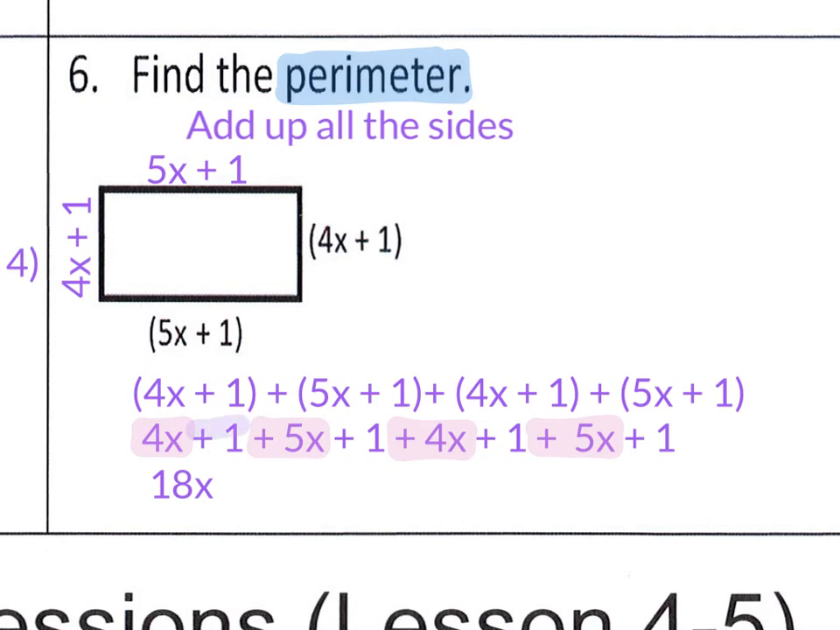And then I look for my constants. I have a 1, another 1, another 1, and another 1. So we can do our calculator if we need to. We have 1 plus 1 plus 1 plus 1. That equals 4. So my final answer here, the perimeter, remember perimeter is adding up all my sides. The perimeter is this 18x plus 4.